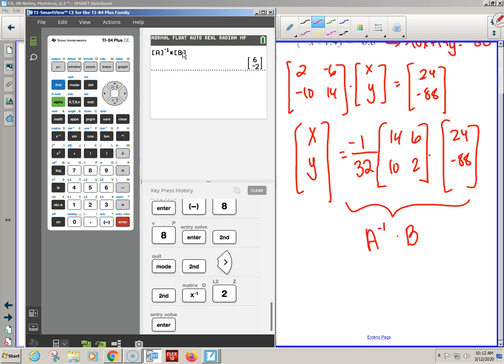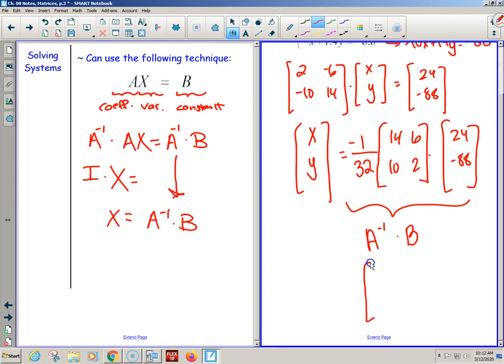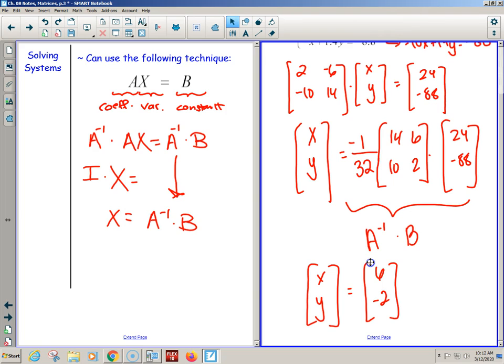Does that look weird to you? No. We end up with 6, -2 as our x, y, which would have also occurred if we had gone ahead and done matrix multiplication. It just would have been tedious. 14 times 24 minus 6 times -88, 10 times 24 minus 2 times -88, all with our -1 over 32. It would have just taken time. But we should have gotten there eventually. It would have been a while.